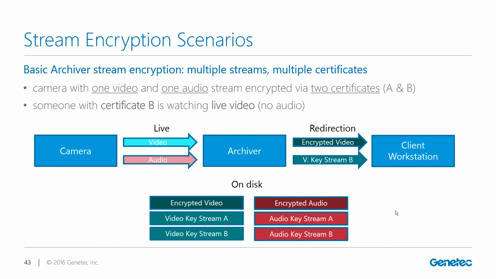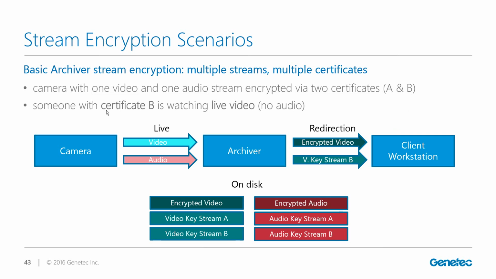So let's take a look at a second scenario, and that might show you a little bit more detail on what's happening with those two certificates we have installed. So we have certificate A and certificate B. And in this example, we do have multiple streams coming in as well. So we've got a video stream and an audio stream coming in from the camera, and that's getting encrypted using both the A and B certificate.